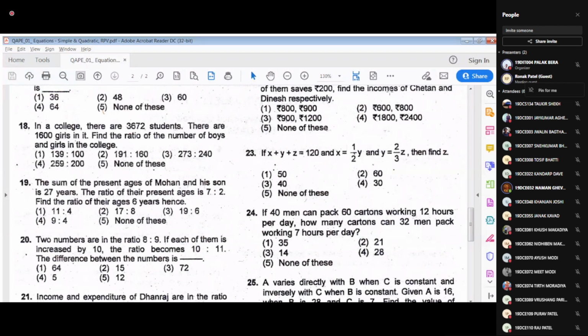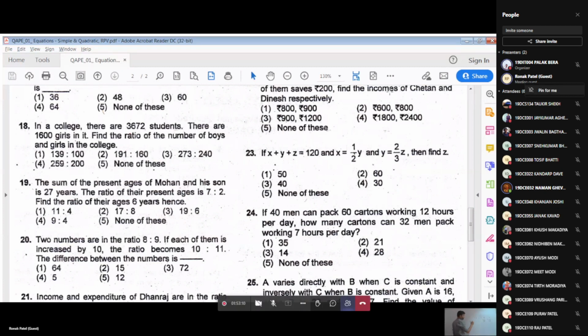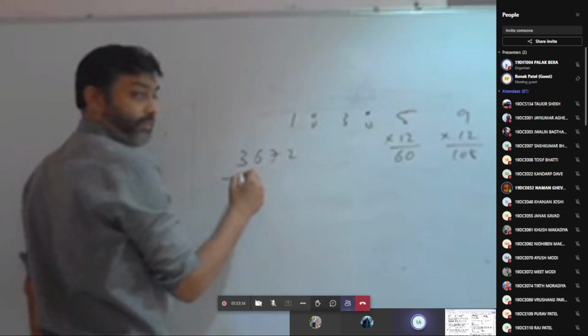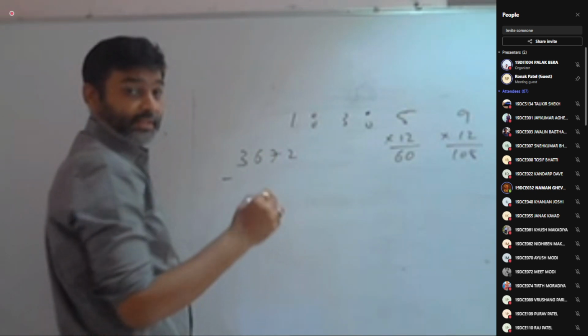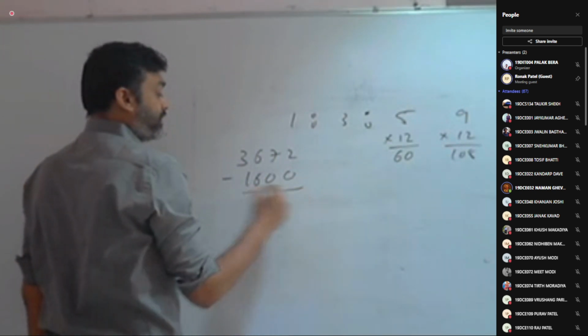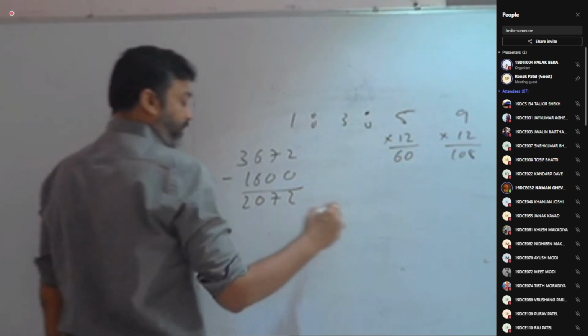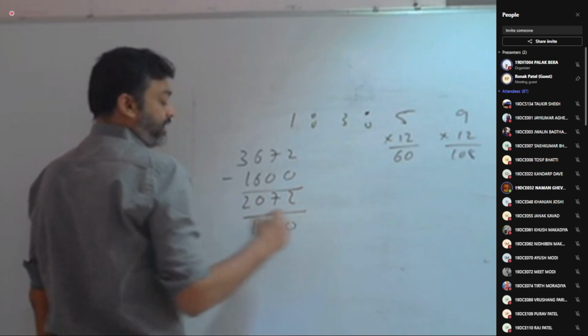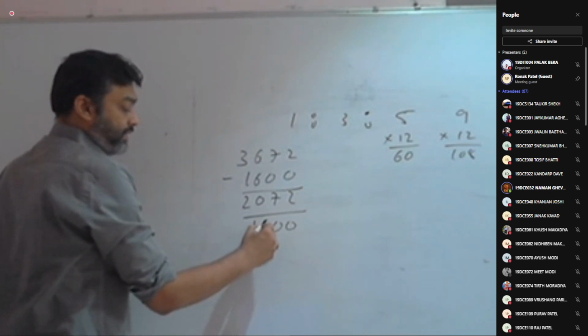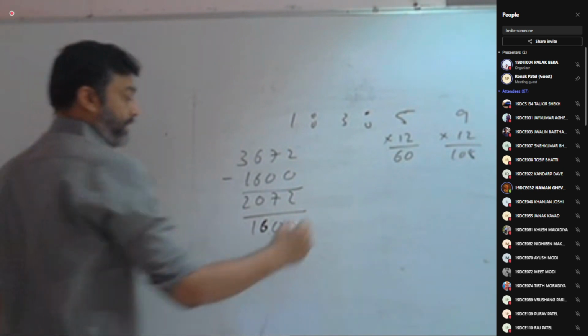259 is to 200. So you have to find the ratio of the number of boys and girls in the college. There are 1600 girls. The total was 3672. From that you subtract the 1600 girls, so 3672 minus 1600 is 2072. You will find the ratio of 2072 and 1600.